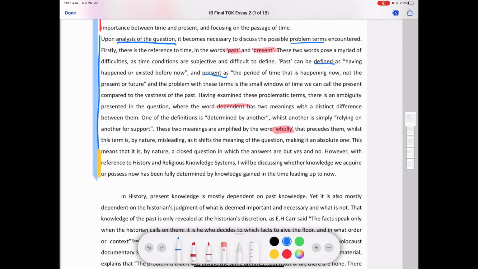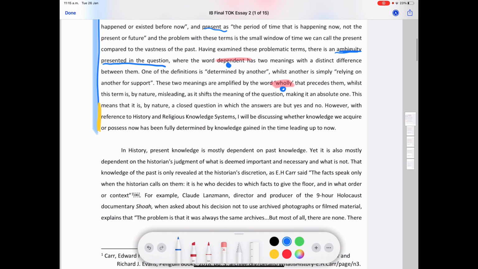And then I discuss the problem terms, then I discuss the ambiguity presented in the question with the words dependent and the word wholly. Because the real problem term here, so to speak, was the word wholly, because it's by nature misleading, as it shifts the meaning of the question, making it an absolute. By that, I mean you can either answer with a yes or with a no.